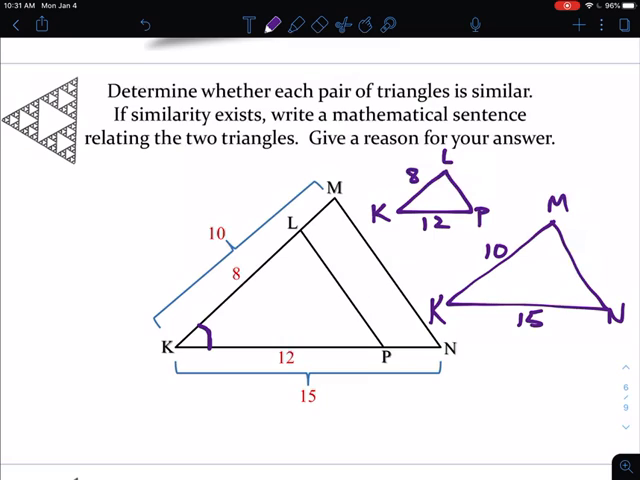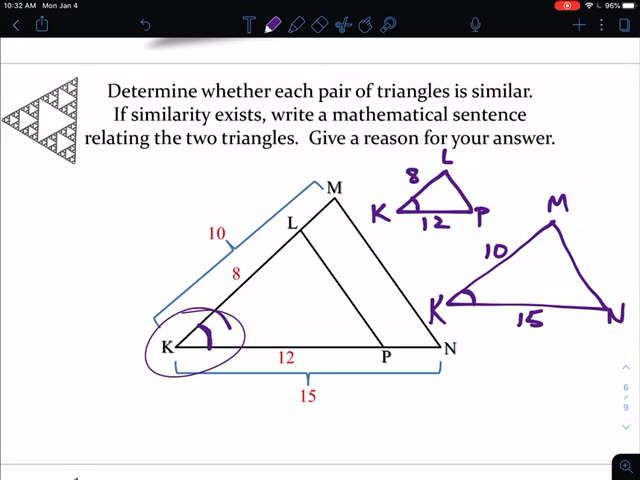I notice that angle K is the same angle in both triangles. It's a shared angle, kind of like we had shared sides last semester with our congruent triangles. So we're saying this angle K here and this angle K here are exactly the same angle because in the original picture, they were the same corner.